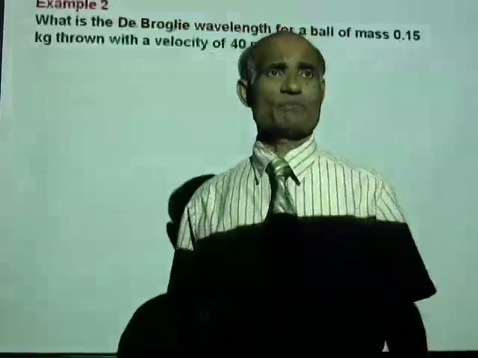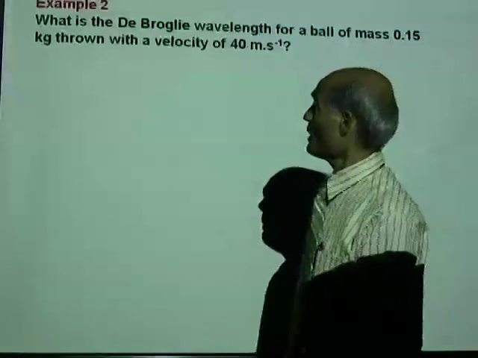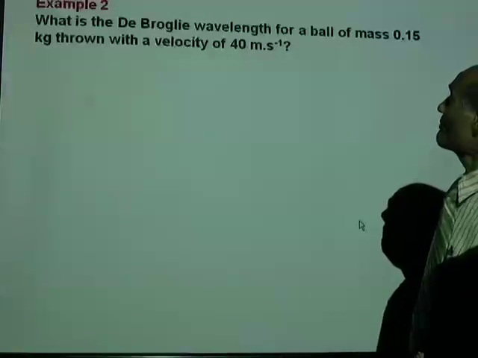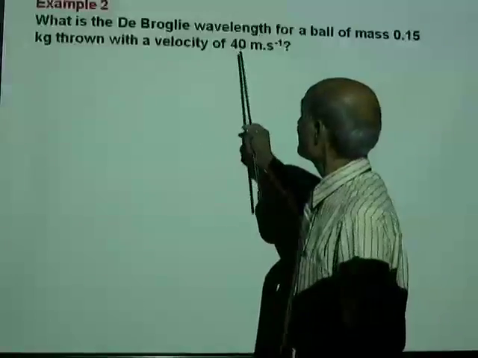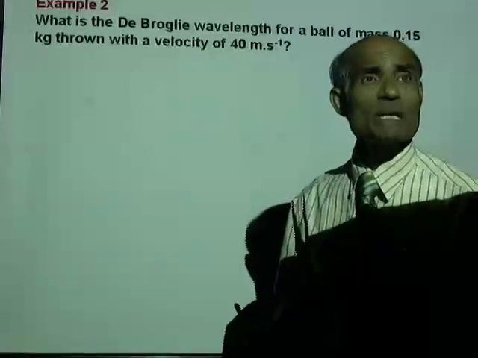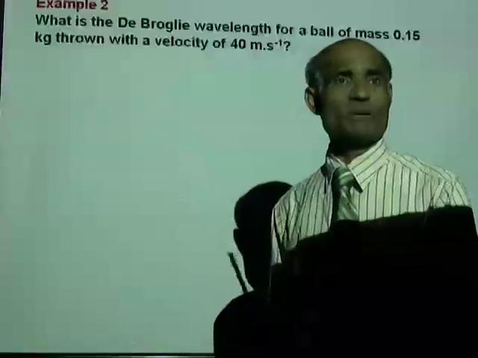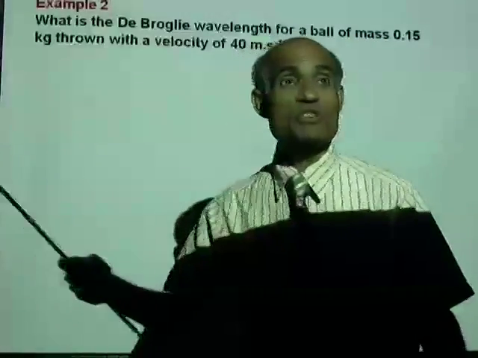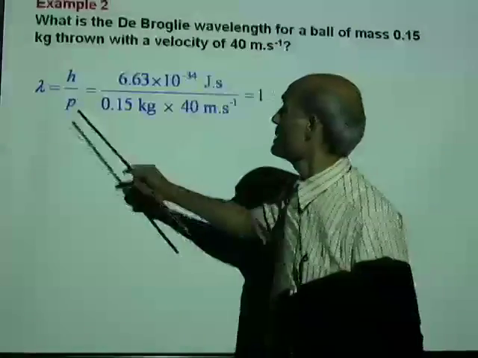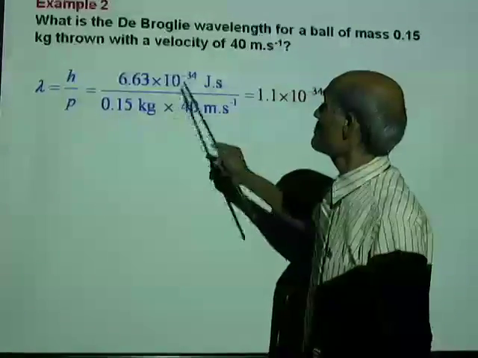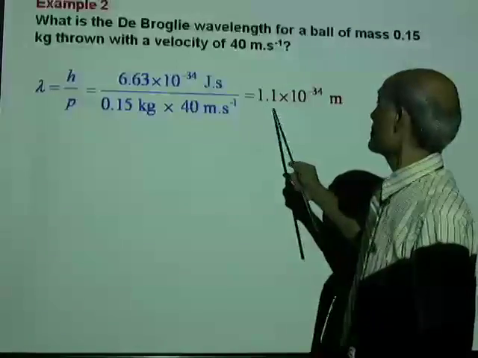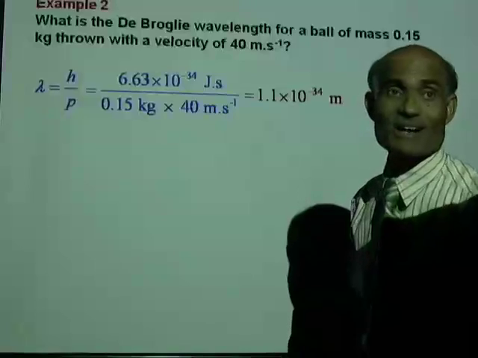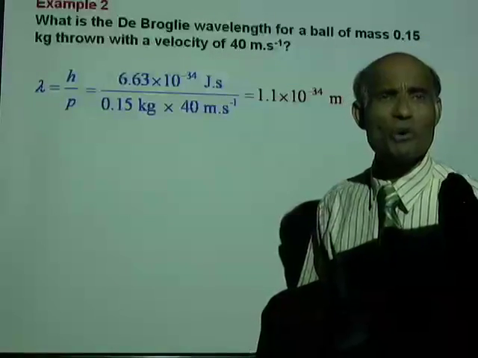Well, let's have a look. A small problem. What is the de Broglie wavelength of a ball of mass 0.15 kilogram thrown with a velocity of 40 meter per second? That'll be interesting. It's a very simple problem, is that right? Lambda equal to h over mv, p equal to mv. So h we know, m and v are given, and look at that wavelength. It is 1.1 times 10 to the negative 34 meter.